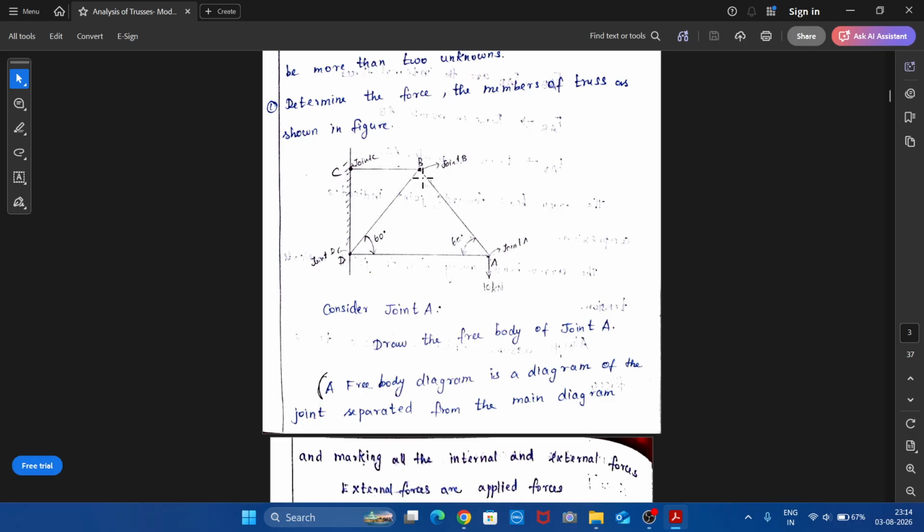Likewise, at every joint, say for example B, due to the application of the load, joint B will be subjected to deformation. To resist the deformation, forces will be set up in the members meeting at this joint. Those forces are called internal forces. A diagram which shows the internal forces as well as the external forces of a joint is called the free body diagram. So we need to draw the free body diagram of joint A.